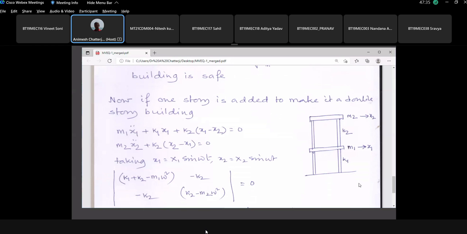So a rich man in the same neighborhood, because he can spend money, goes for a double story building. Everybody does, it happens everywhere. When money comes, people all have the desire that we will build a bigger house.